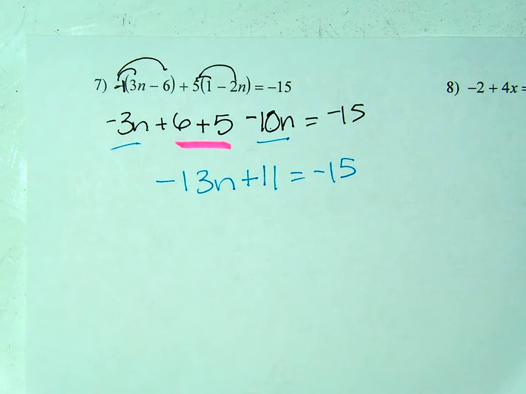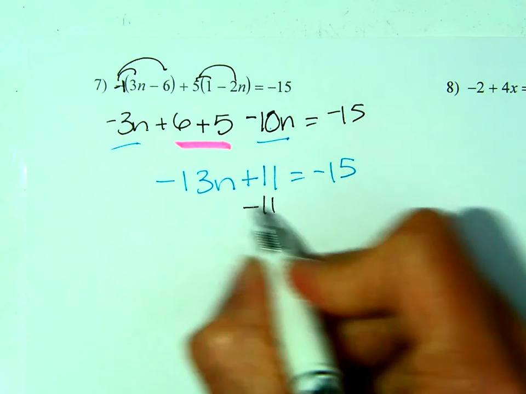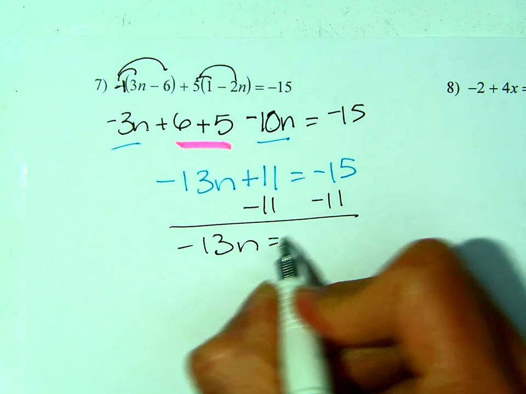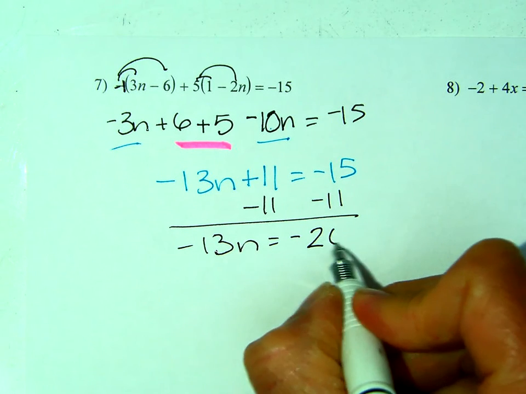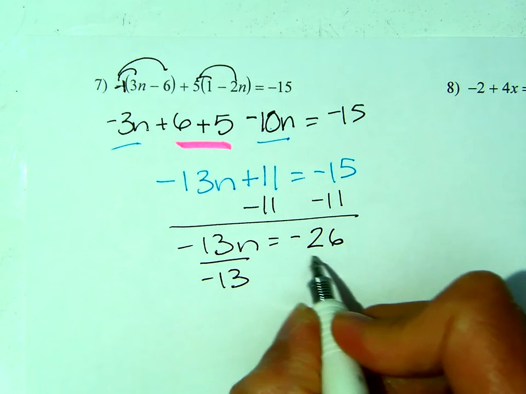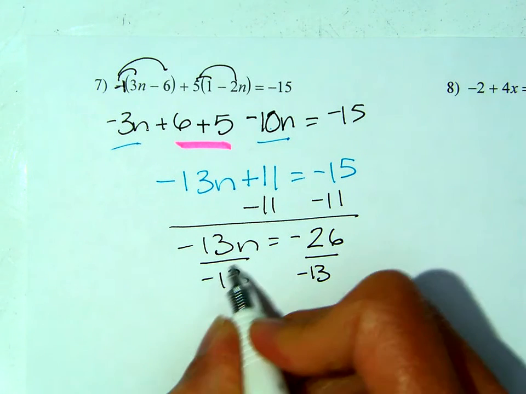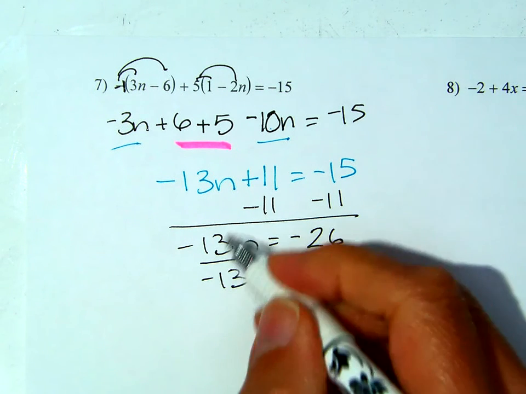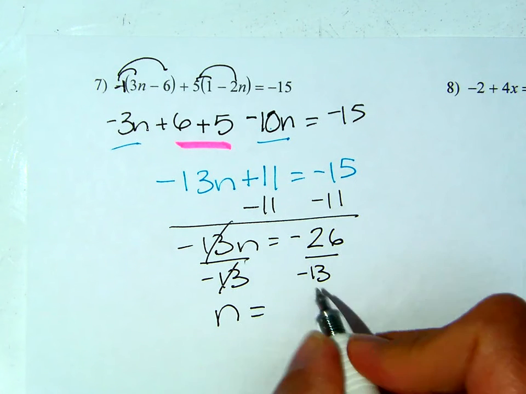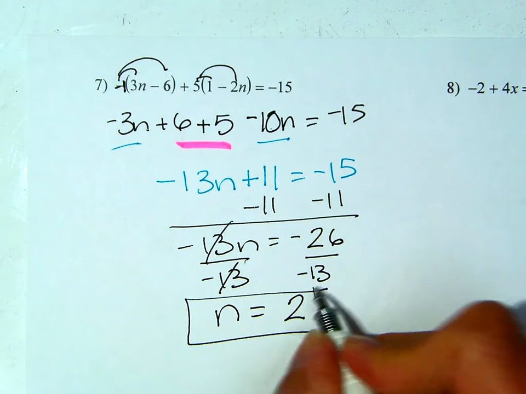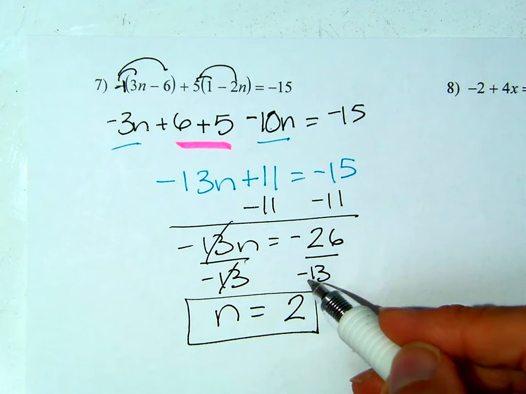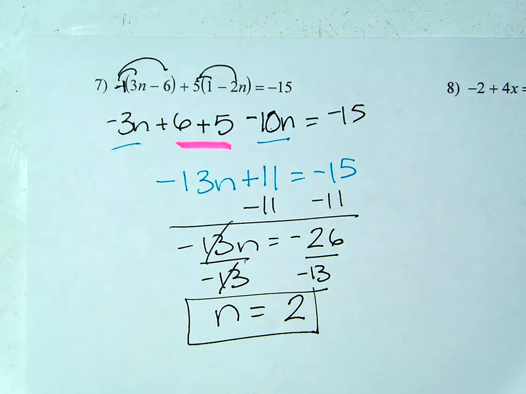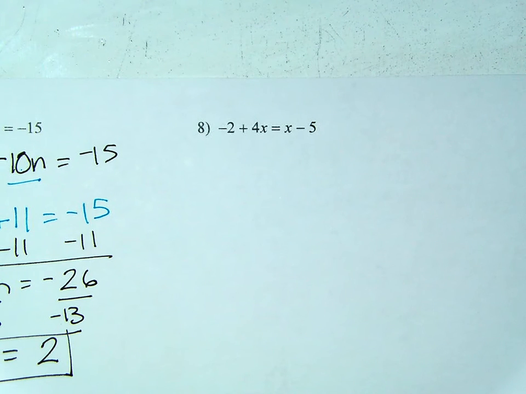If I subtract 11, because the n's are already on the left, I need to get all my numbers on the right side. So if I subtract 11 from both sides, I get negative 26. And if I divide, because I need to get rid of this negative 13, which is the coefficient, to get n alone, which remember is my goal, I get n equals 2, because negative divided by negative is a positive, and 13 goes into 26 2 times. Number 8. We're over halfway there.